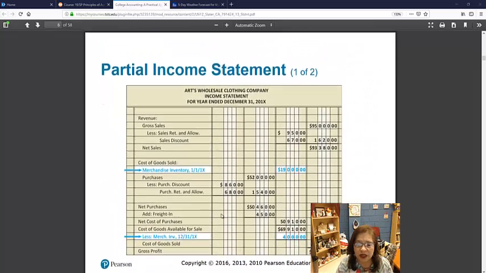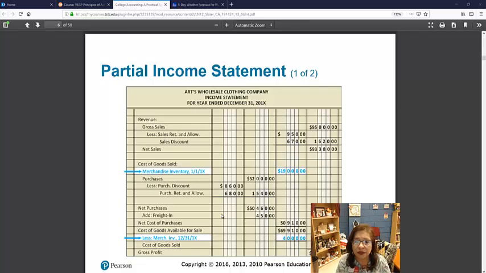So this is what we're talking about as far as the partial income statement, where you have your gross sales here of $95,000. Then less, notice, the sales returns and allowances. We're taking that out. Sales discounts as well. How much was that? So we add those two together, getting 1,620. We subtract that from the actual sales, and we get $93,380.